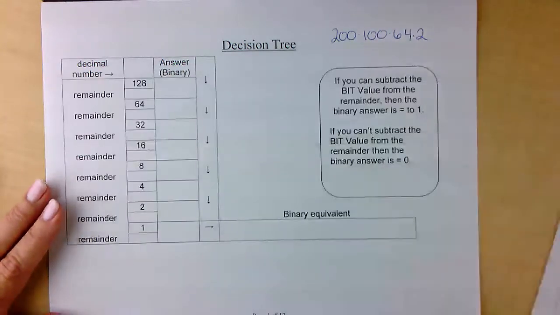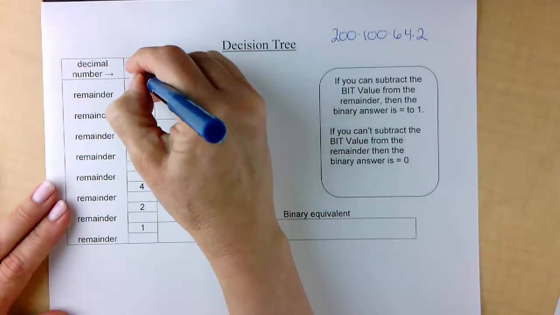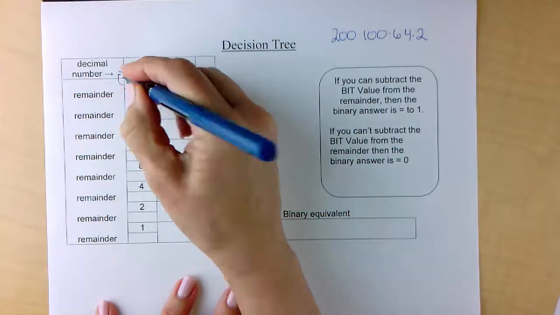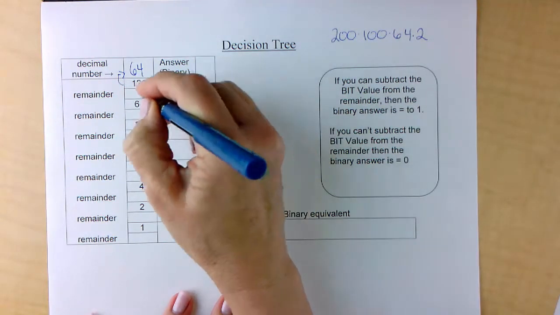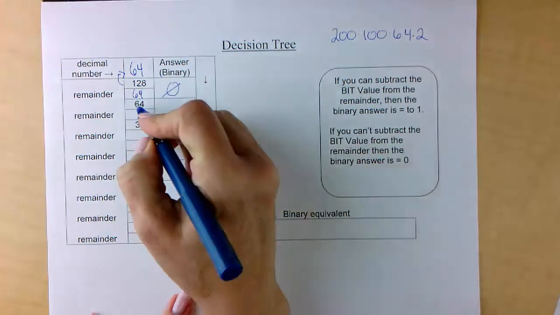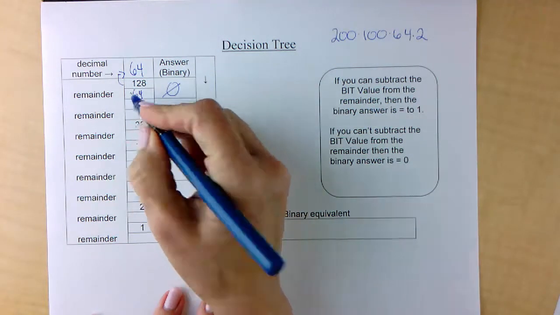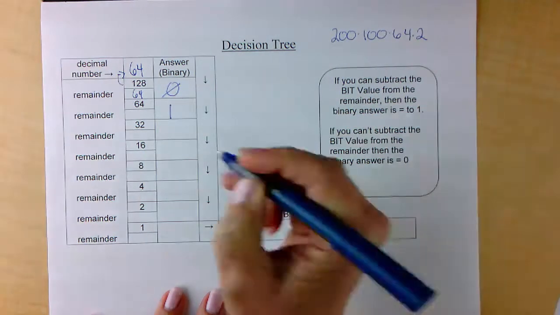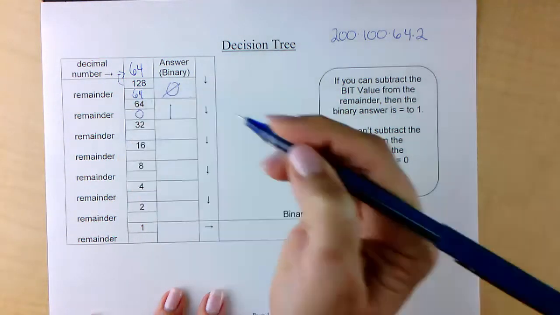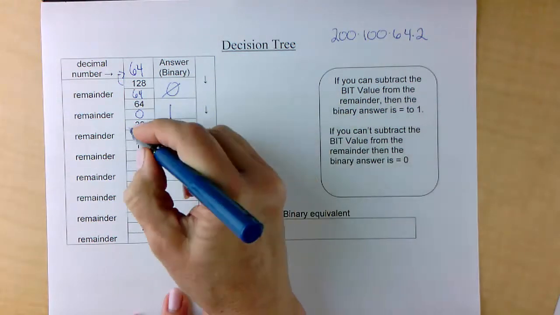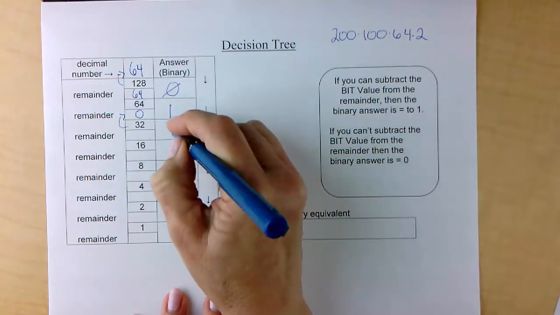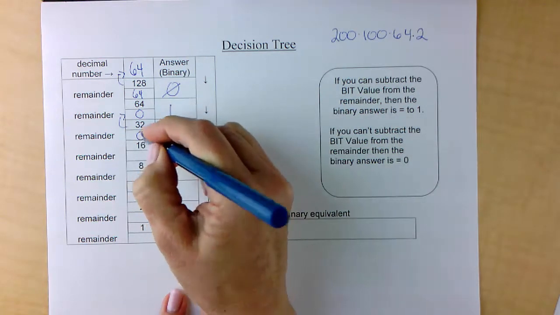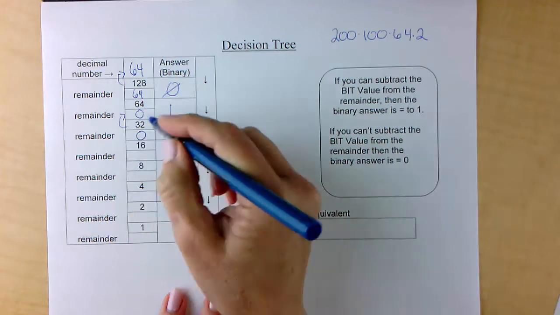Okay, so now let's look at 64. Does 128 go into 64? It doesn't. I bring down the 64. Does 64 go into 64? It does. So I turn it on. 64 minus 64 is 0. Does 32 go into 0? It doesn't. Now from here we can see it's always going to be 0 because nothing is going to go into it.